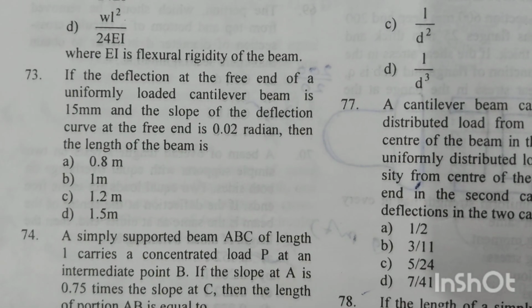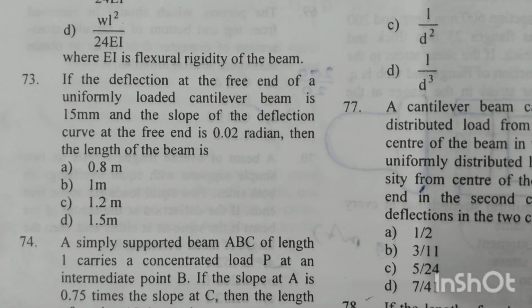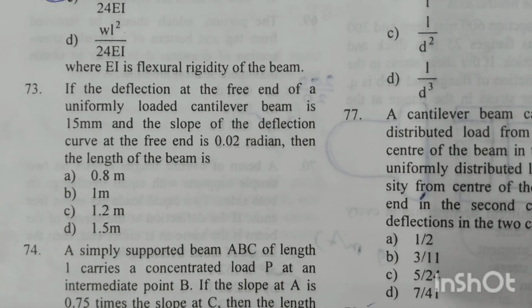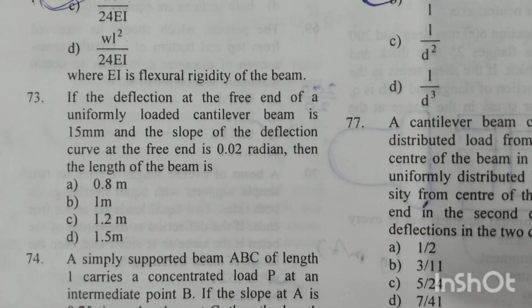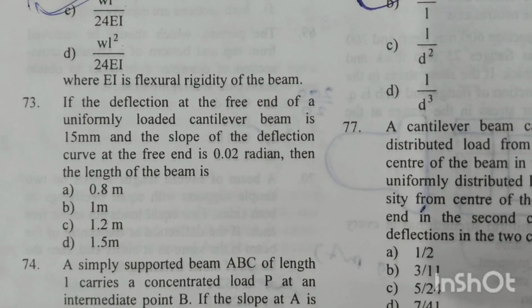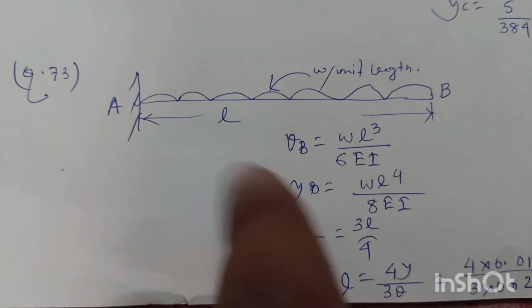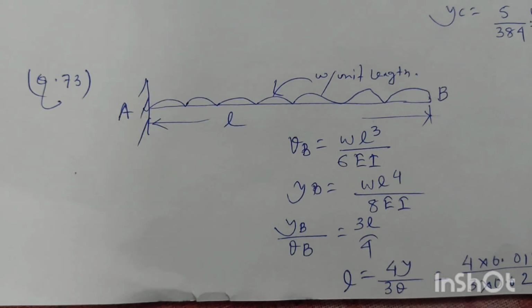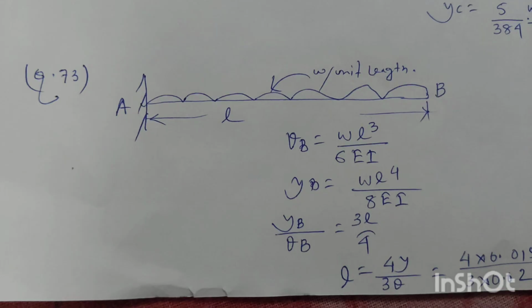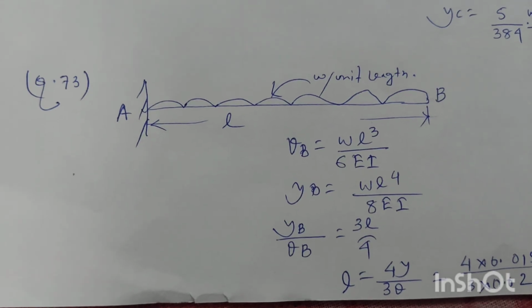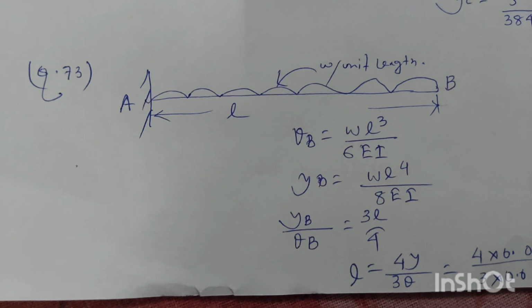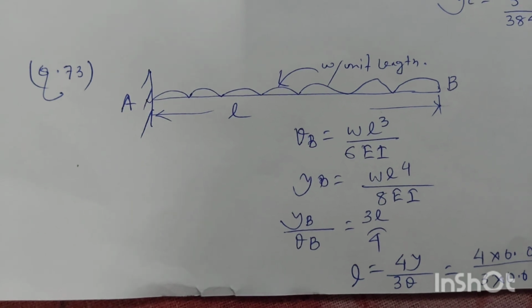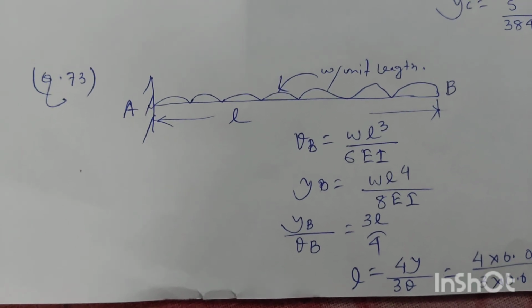Question number 73. If the deflection at the free end of a uniformly loaded cantilever beam is 15 mm and the slope of the deflection curve at the free end is 0.02 radian, then the length of the beam is. Here the cantilever beam AB is subjected to a uniformly distributed load of W per unit length, and the total length of the beam is L. The slope at the end B will be equal to WL cubed by 6 EI, and deflection at B will be equal to WL to the power 4 by 8 EI.